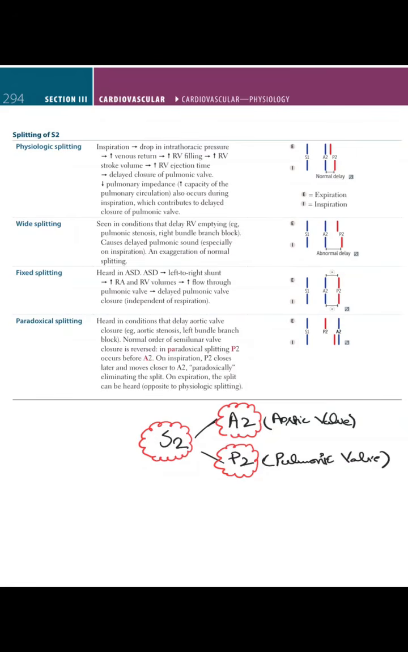Are you confused about the splitting of heart sounds? Here is the easiest way to remember that. Second heart sound is made up of two valve closures. First is aortic and the second is pulmonic.